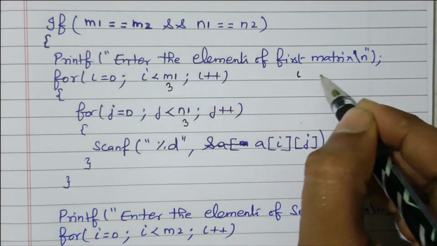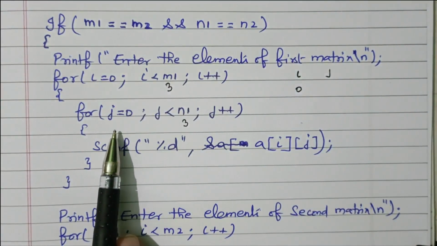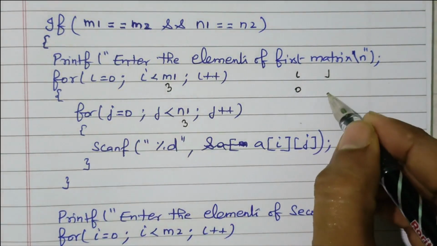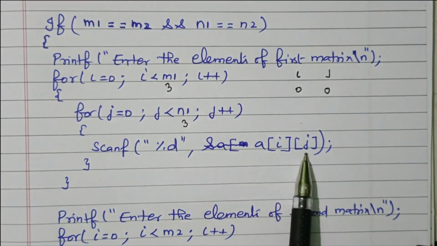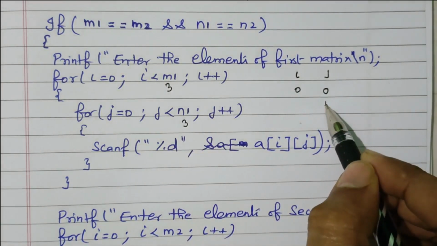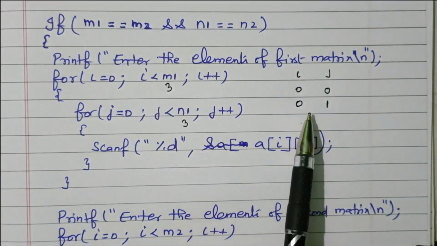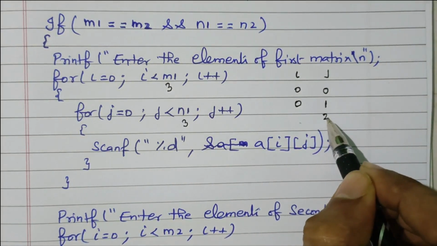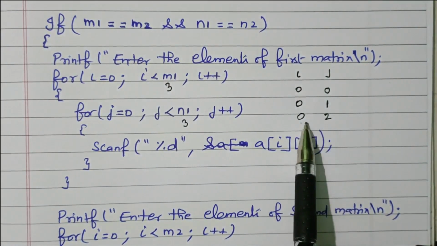So initially the i value is 0. Right. Then it will go inside. Inside we have another loop, j equal to 0, j less than 3, j plus plus. So now j is also 0. Now the user will enter one data that is stored in a of 0,0. Right. Then it will go to the j plus plus, so j becomes 1, and i is again 0 only. So the user will enter the second data that will be stored in 0,1. Then j is incremented to 2 and i is 0 only, so the third element will be stored in 0,2.